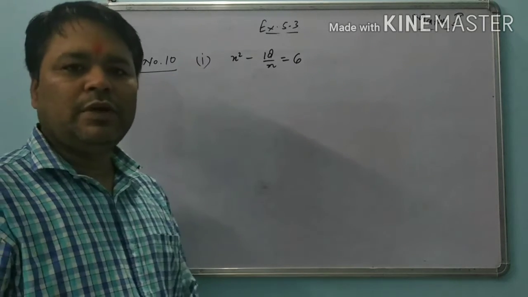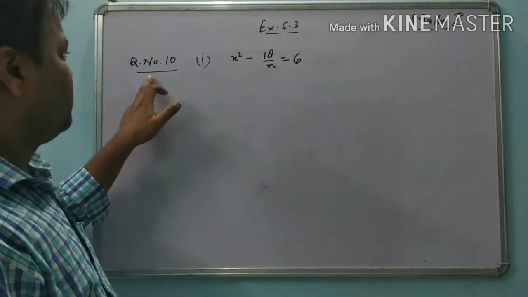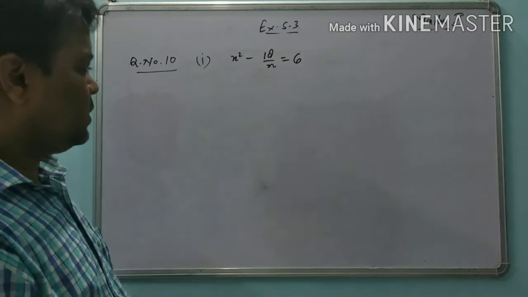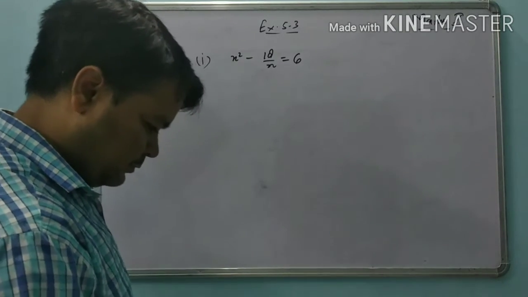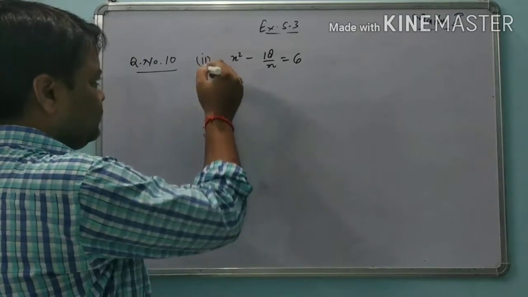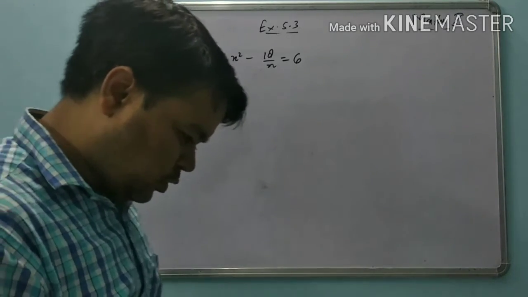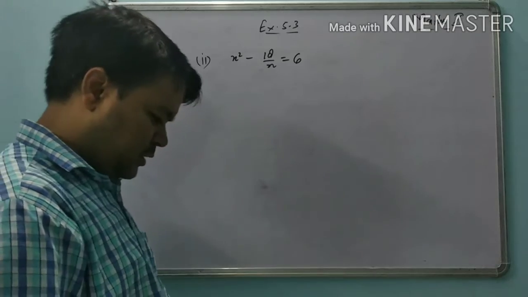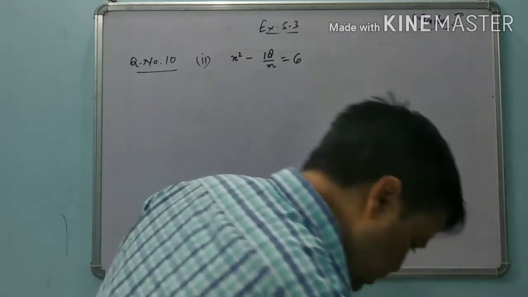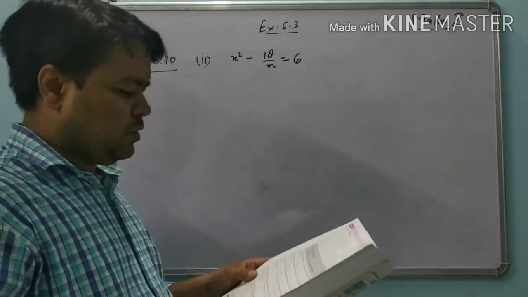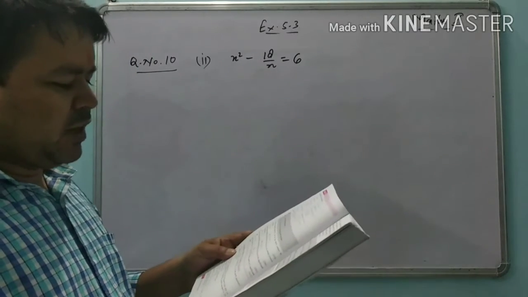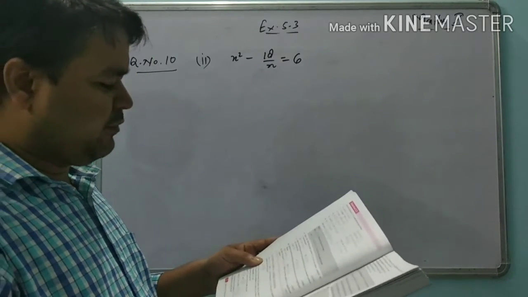Now let us see question number 10 first. That is the second part of question number 10, which was asked in 2011. The question is: solve the following quadratic equation and give your answer correct to two significant figures.